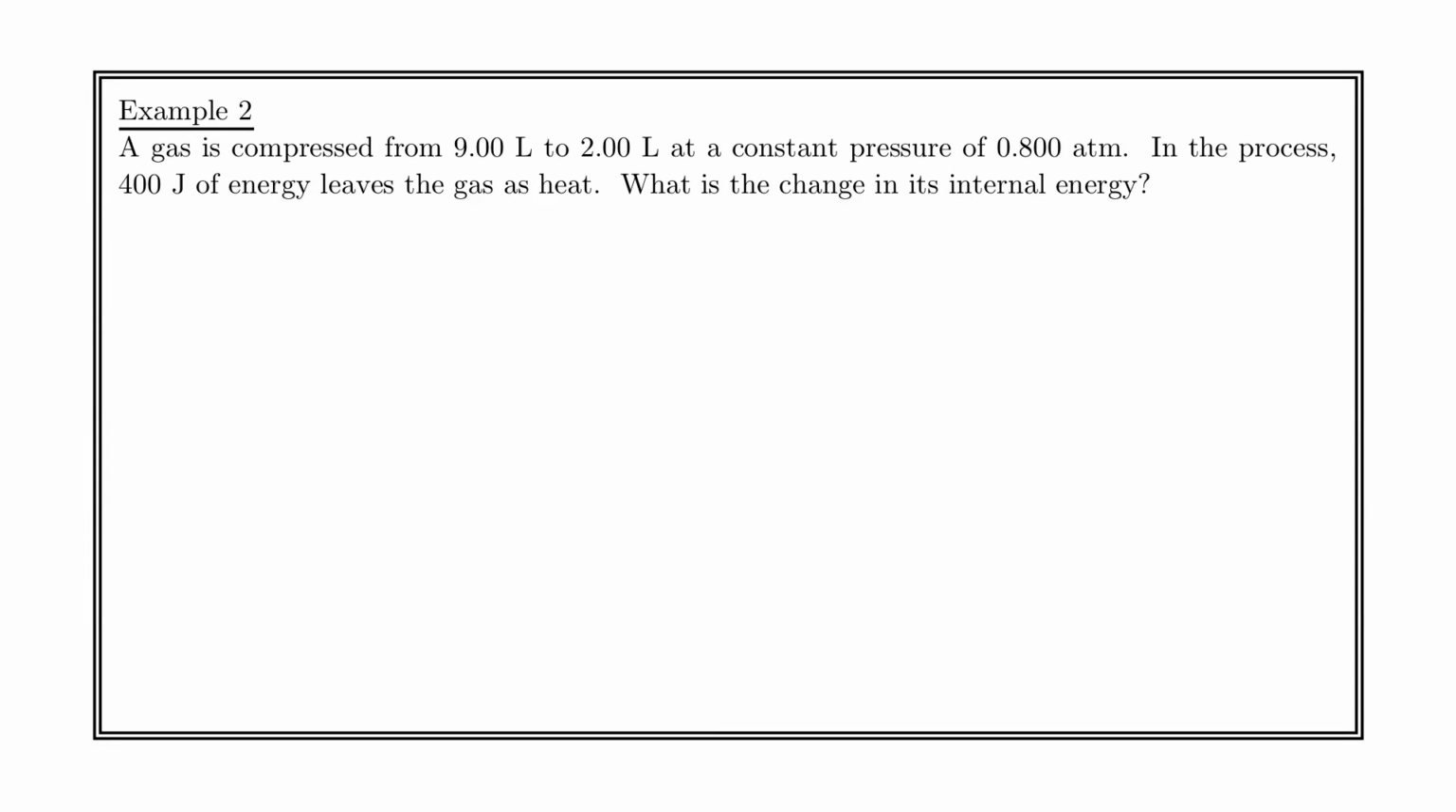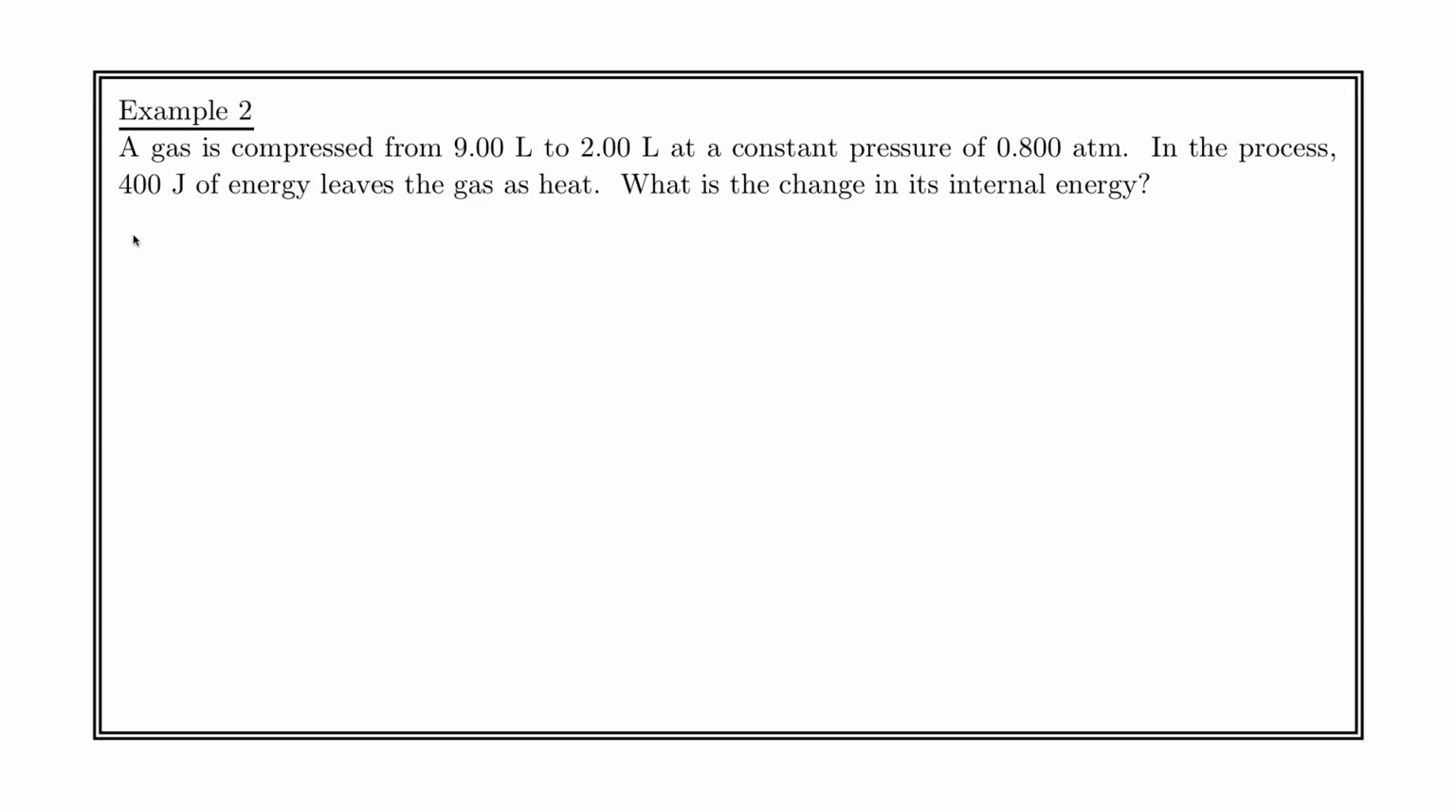Okay, so here's example number 2. A gas is compressed from 9 liters to 2 liters at a constant pressure of 0.8 atm. In the process, 400 joules of heat leaves the gas. 400 joules of energy leaves the gas as heat. What is the change in the internal energy of this system? The change in internal energy of the gas.